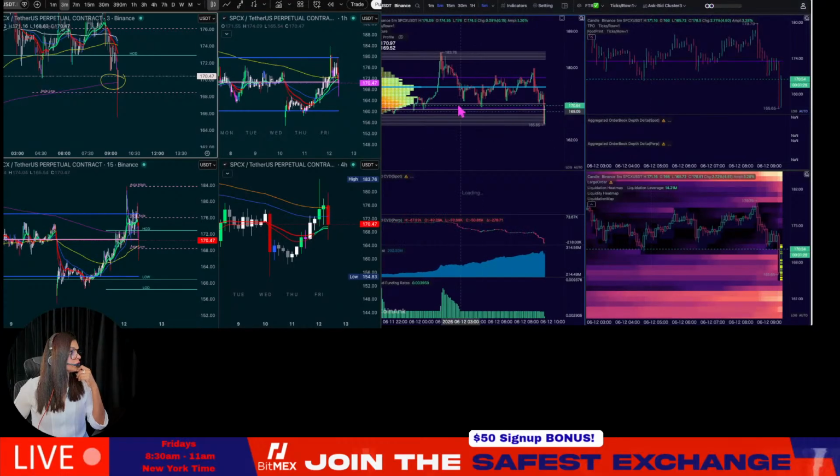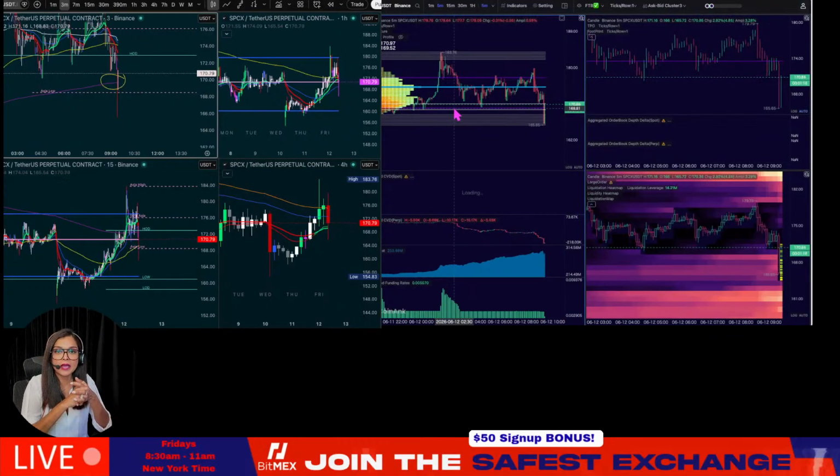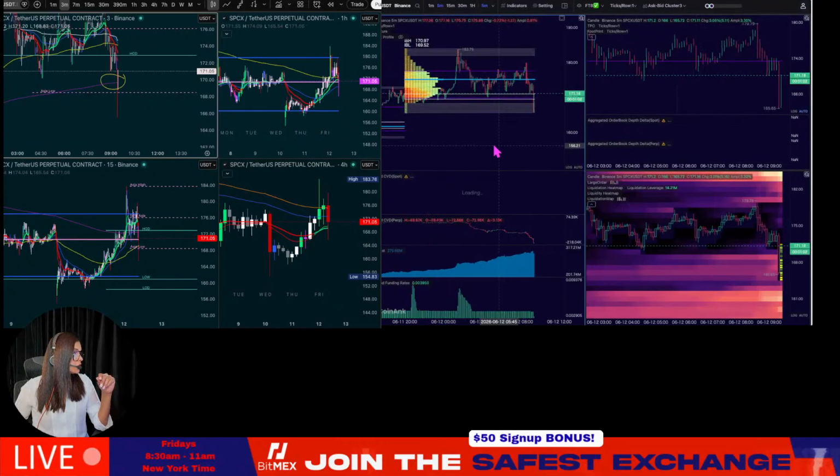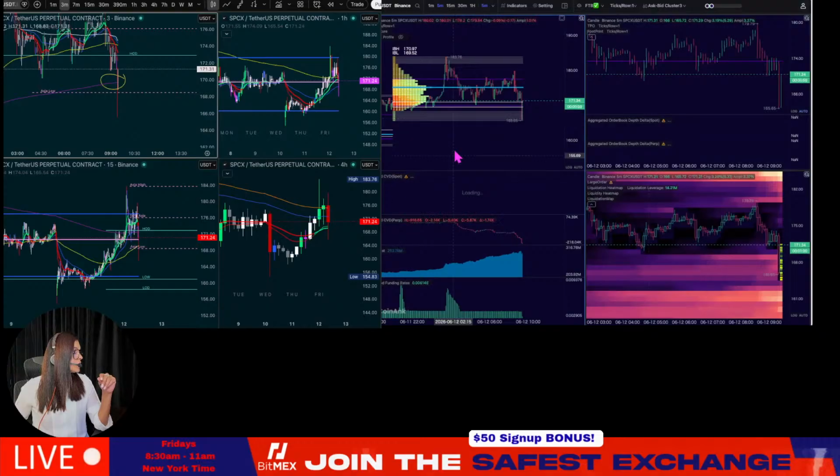Now, back to CoinAnk. You have the point of control. You have the value area high, which is this purple line, and the value area low, which is this other purple line. And you have the initial balance. The initial balance is where price opened, the opening range, so you have the initial balance high and initial balance low. Price came, retested that, and now it might be ready to go.